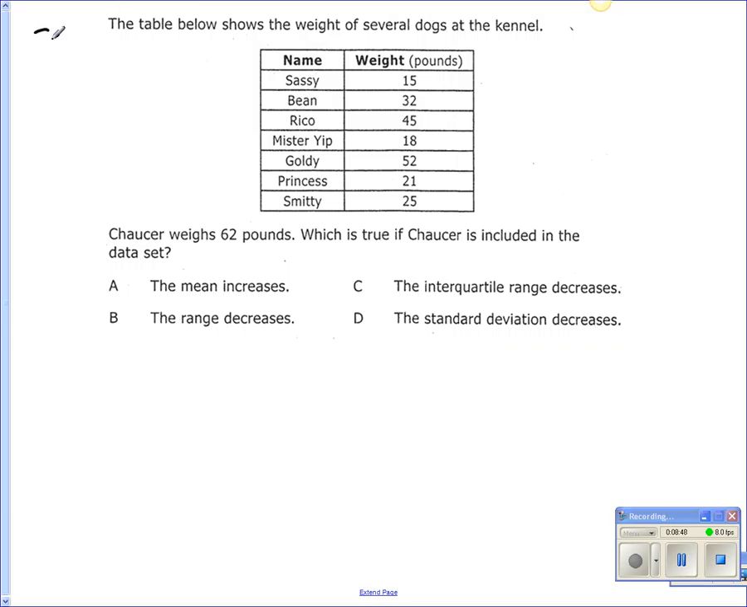All right. Number 3. The table below shows the weight of several dogs at a kennel. Chaucer weighs 62 pounds. What is true if Chaucer is included in the data set? All right, I'm going to put these in my calculator, my handheld calculator, not the computer one. So go ahead and put them in stat on your own.